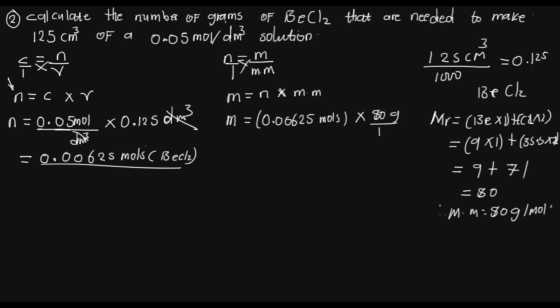grams per mole. So this mole and this cancels. So we need to multiply now 0.00625 times 80. So our answer is 0.5 grams. So this is our final answer.